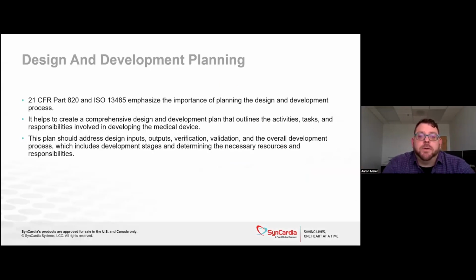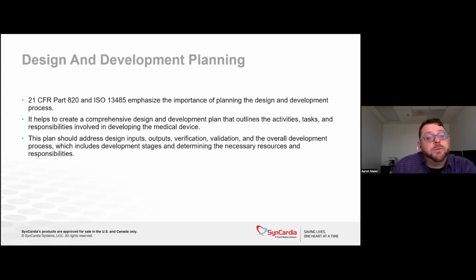Good design and development of any project starts with planning. A good plan incorporates everything you're going to do to make your device from I have an idea to I'm putting my product on the market. So you're going to focus on what kind of product are you making? What's its intended use? The users, the environment. What countries are you going to sell the device in? Because that's going to change your regulatory strategy. How are you going to verify and validate the device is safe and effective?